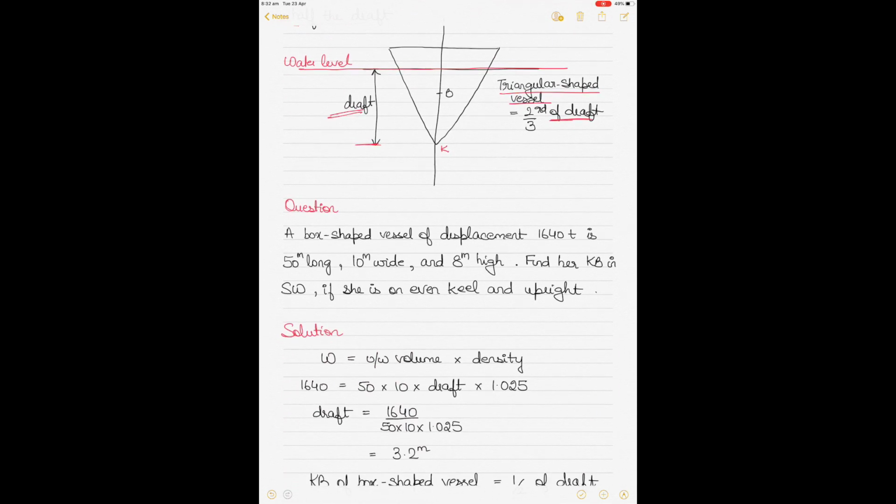Now let's talk about the first question. It says that it's a box-shaped vessel, the displacement of the box-shaped vessel is 1640 tons, and the dimensions of the vessel are 50 meters long, 10 meters wide and 8 meters high. Find her KB in seawater (SW is seawater) if she is on even keel and upright. It's a pretty straightforward question. I have told you before that for a box-shaped vessel on even keel and upright, the center of buoyancy will be exactly half the draft. So all we have to do is find the draft.